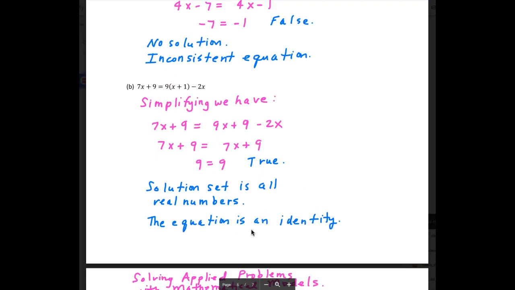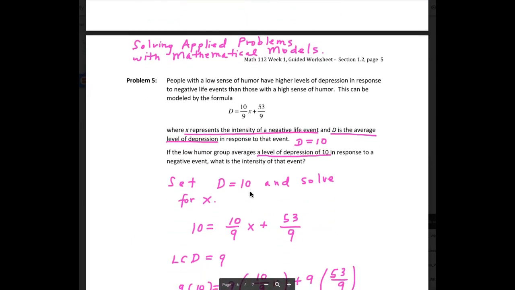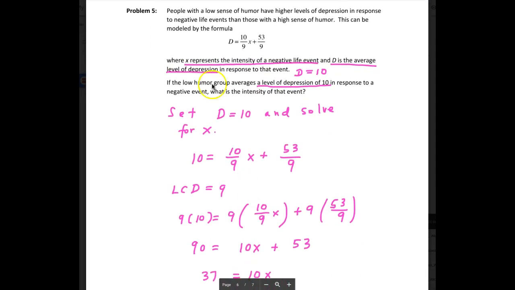The last thing I want to do in this section is to look at some modeling problems, some application problems. You're going to see throughout this course that we do that. So the first one involves people with a low sense of humor, right? It says that people with a low sense of humor, I guess that could be not no sense of humor, but very slight, have higher levels of depression in response to negative life events than those with a high sense of humor. This can be modeled by this formula.